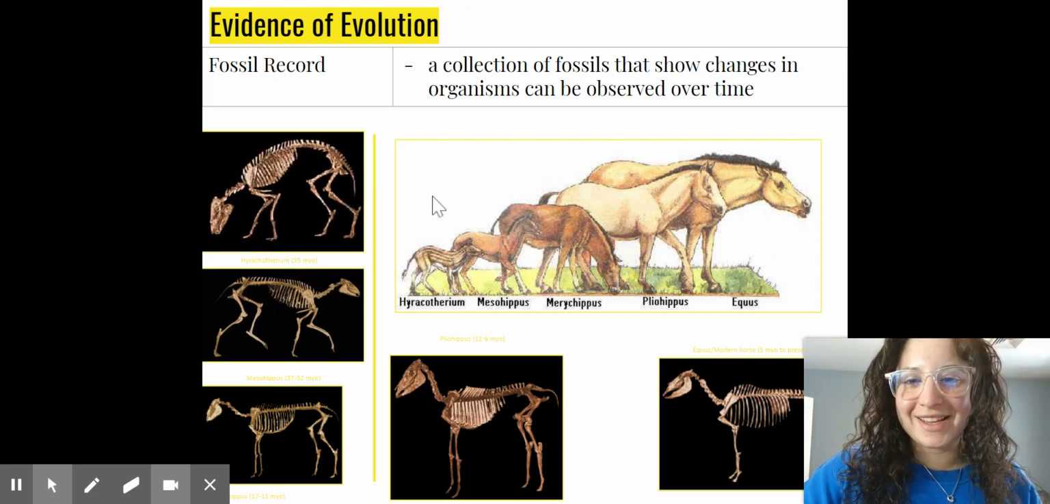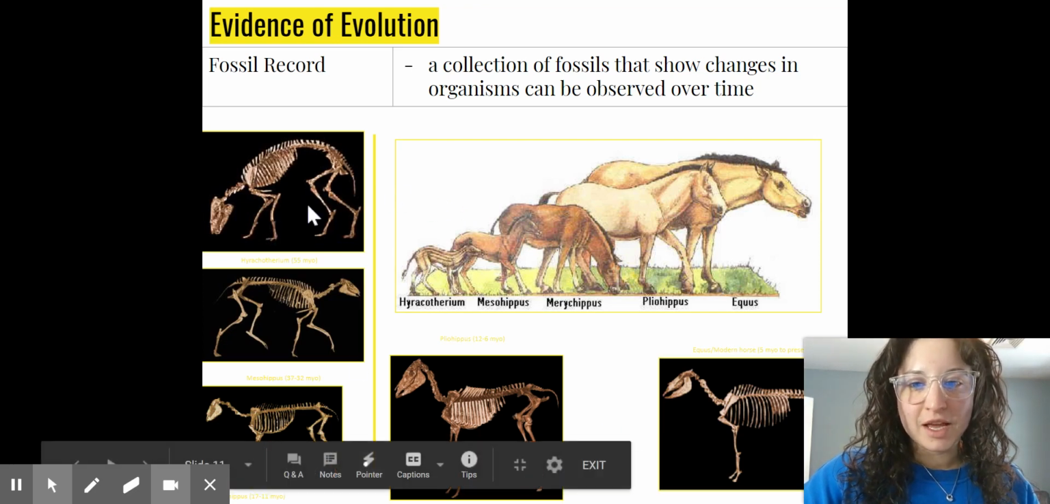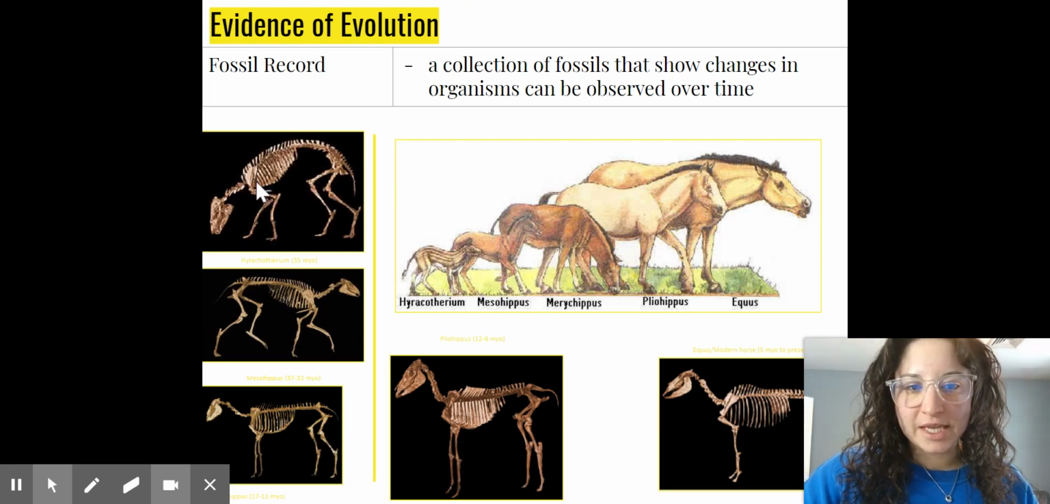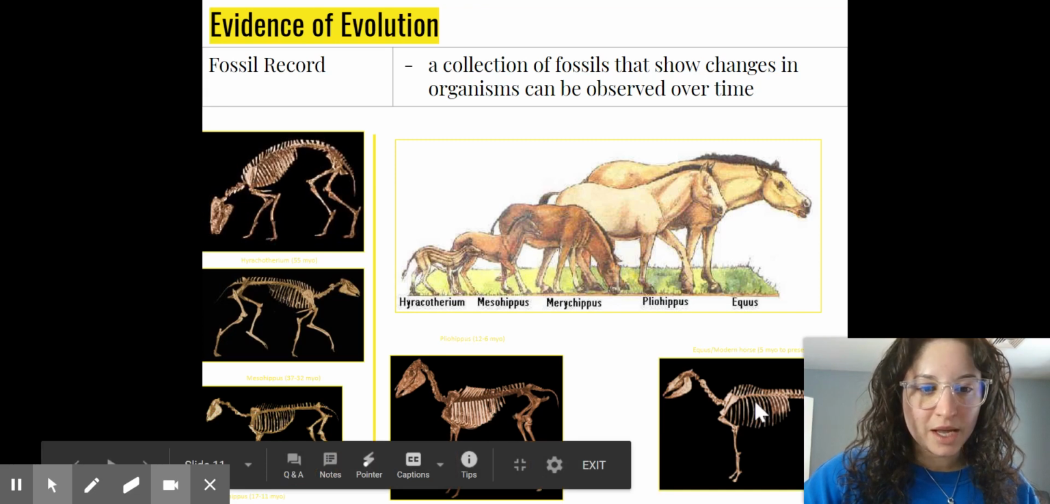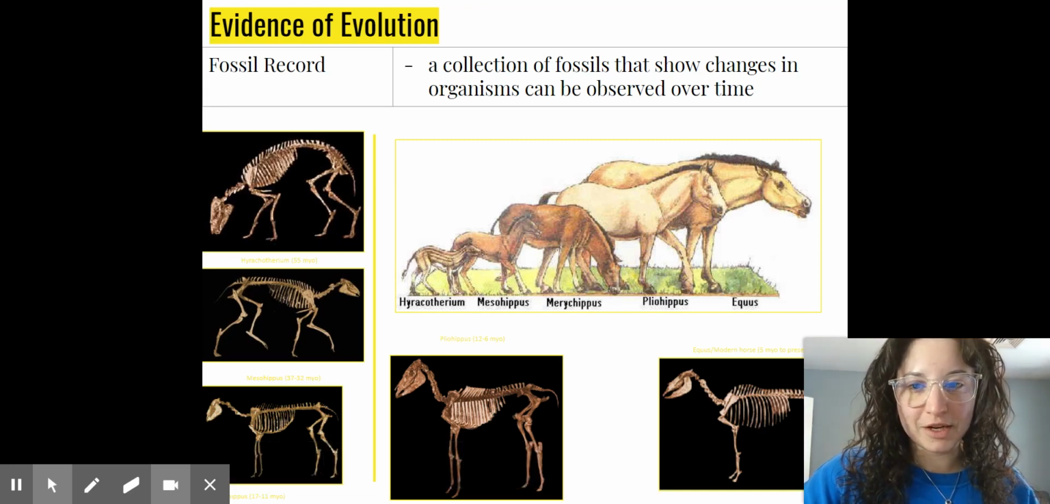So the idea that it's showing you here in terms of fossils is that these fossils or these skeletons match up with these diagrams over here. So this is the diagram of this right here. This is the fossil of this right here. This one matches with this one. This one matches with this one. And this matches with the modern day horse that we are familiar with.